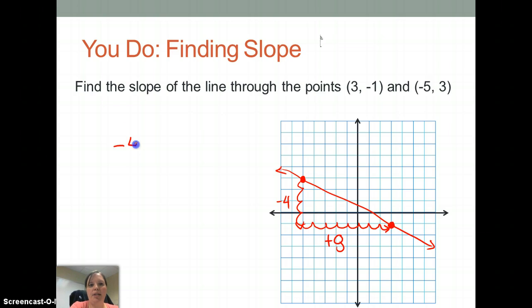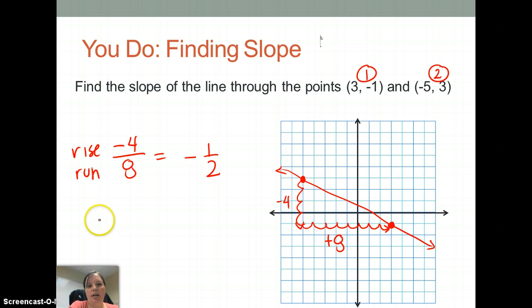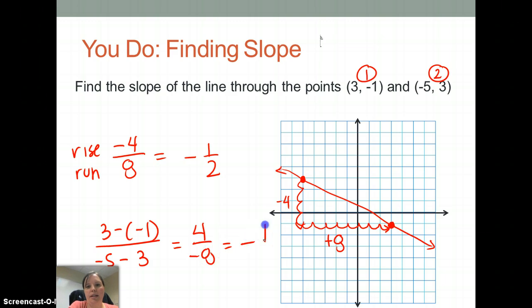So the slope would be, the rise was negative 4, the run was 8, so the slope would be negative 1/2. If we do the calculation, and I say this is point 1, and this is point 2, y2 minus y1 over x2 minus x1 is 4 over negative 8, which is still negative 1/2. So we'll review slope tomorrow and continue practicing it along the way.